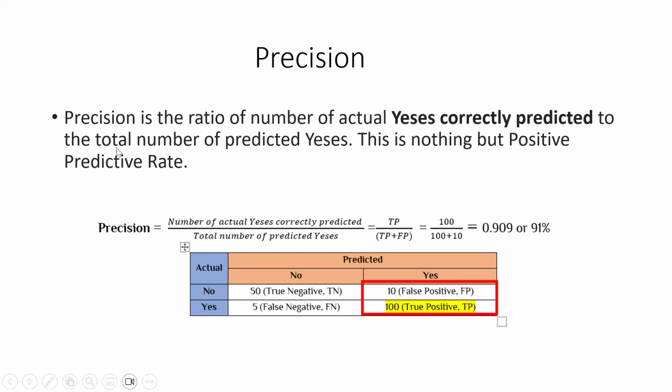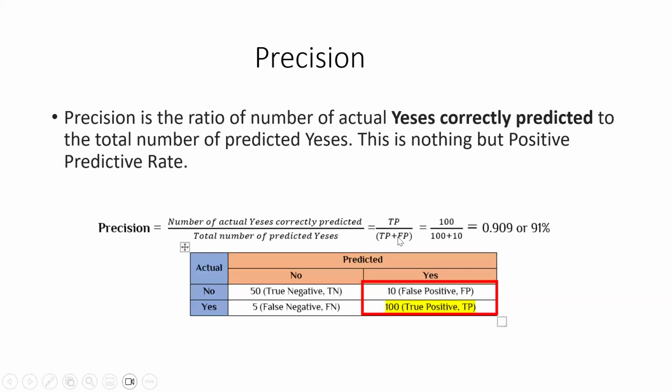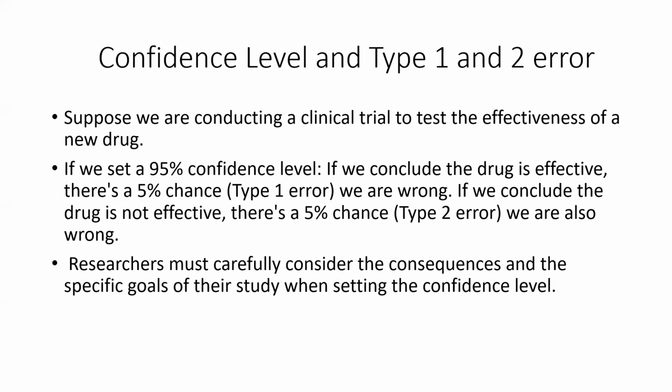So this is about precision. I will repeat it: precision is how many times the X-ray predicted fracture correctly among the total number of X-ray predicted fractures. But in accuracy, the denominator includes all the participants, whereas in precision the denominator is only the total number of predicted positives. So precision is different from accuracy. Now we will see how precision impacts the sample size.